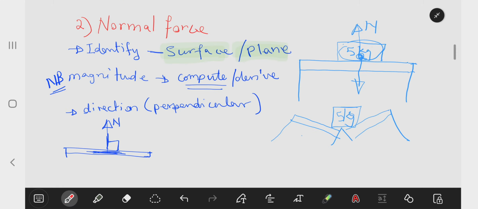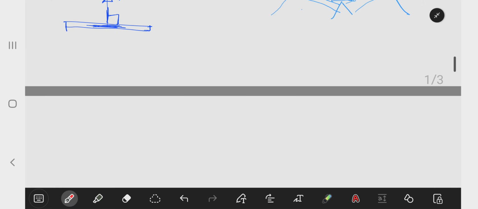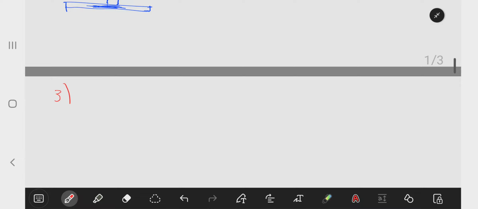All right, so the next force that can act on an object is what we call frictional force.